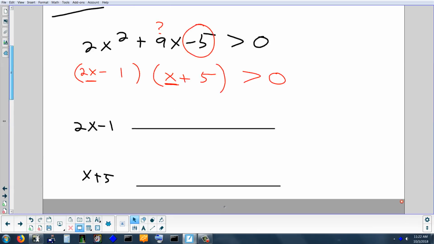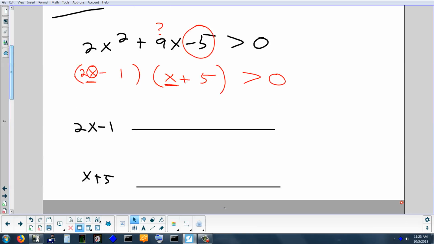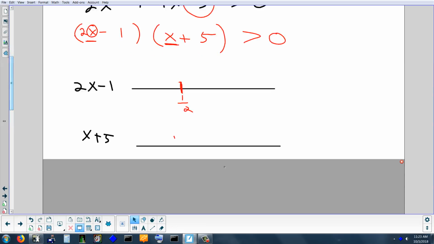Okay, what would you plug in for x to make that first set of parentheses come out to 0? Michael? 1/2. 1/2, yep. 2 times 1/2 is 1. Take away 1 is 0. So I'm just going to put a 1/2 right here. We'll figure out positive and negative in a second. Let's do the second one. What number would you plug in for x in the second parentheses? -5. Okay. These are two separate number lines. They're not to scale. They're totally separate right now.